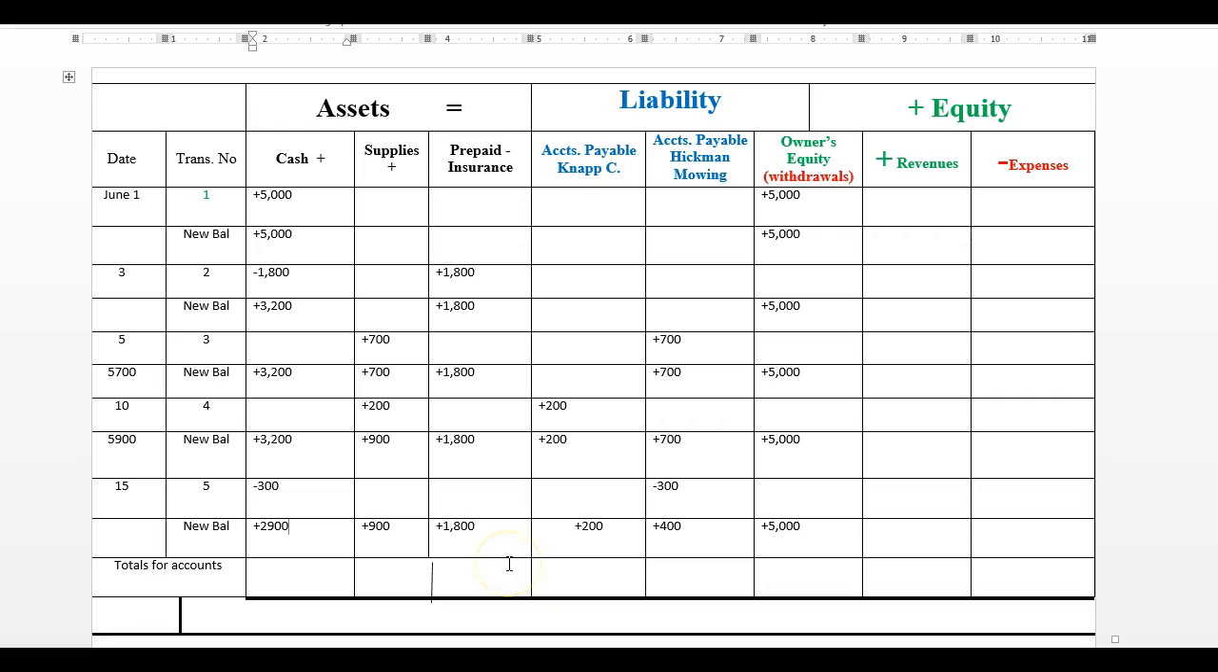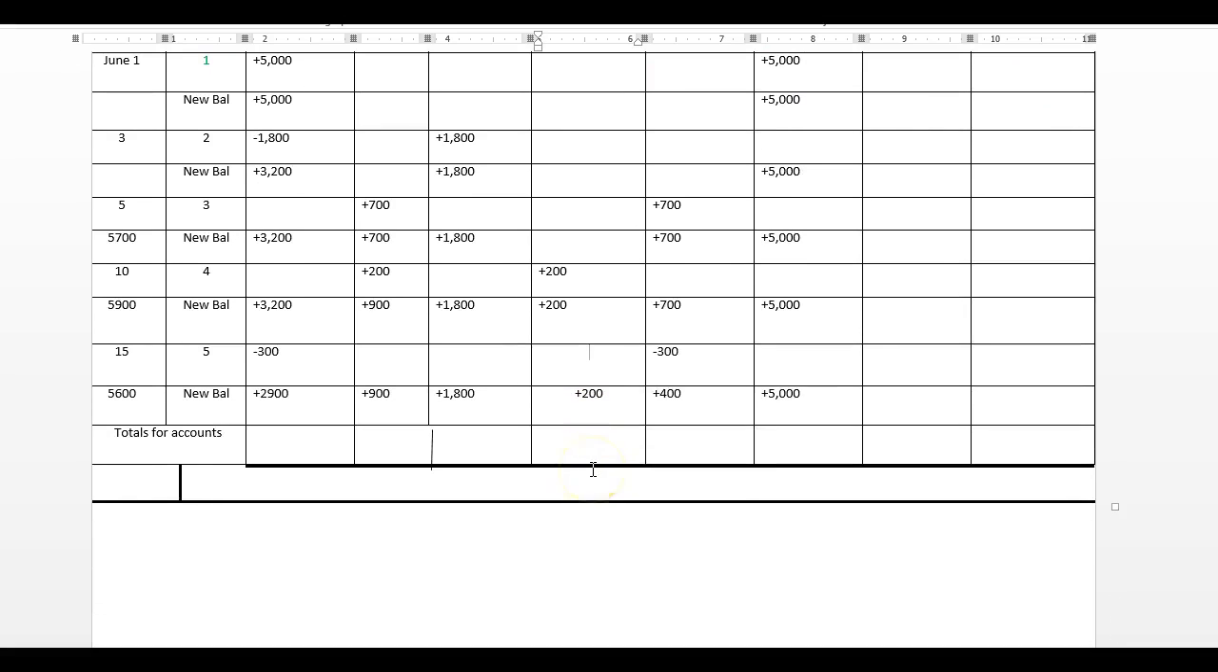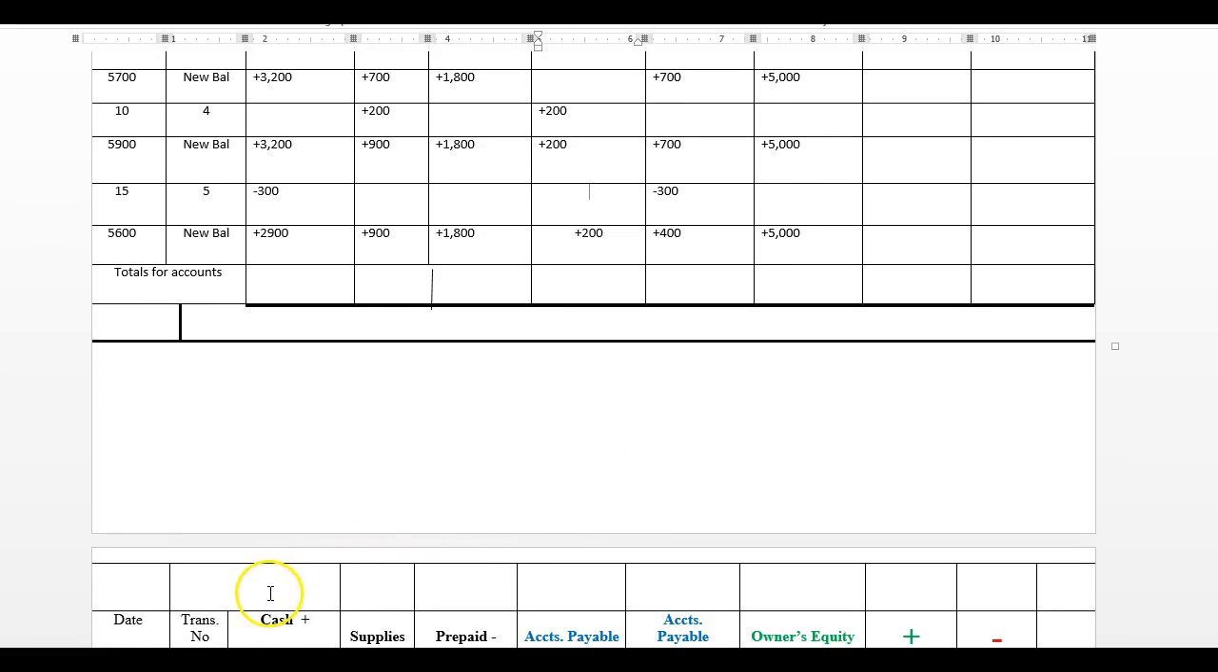So let's see if we balance. We're going to take the new balance line and we're going to add up our assets. 2,900, 900, 1,800, 5,600. Now, does this, our liabilities and owner's equity, equal 5,600? Let's find out. 5,000 plus 400 plus 200 equals 5,600. Yes, it does. So these are the totals for these accounts. Now what I'm going to do is I'm going to move these down so we can remember them when we go forward onto the next sheet.